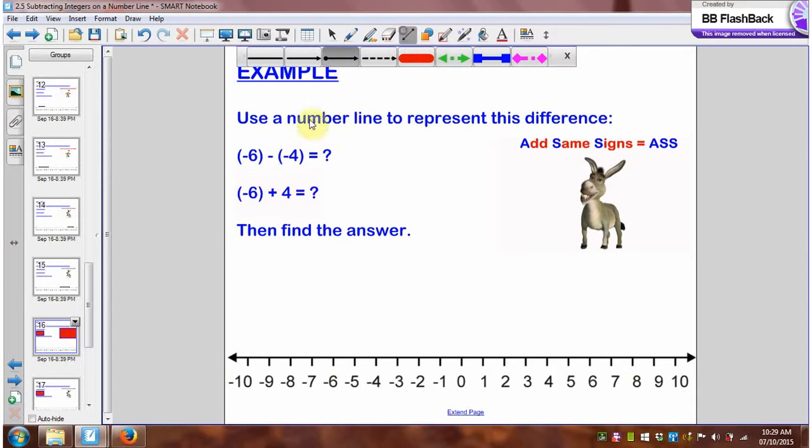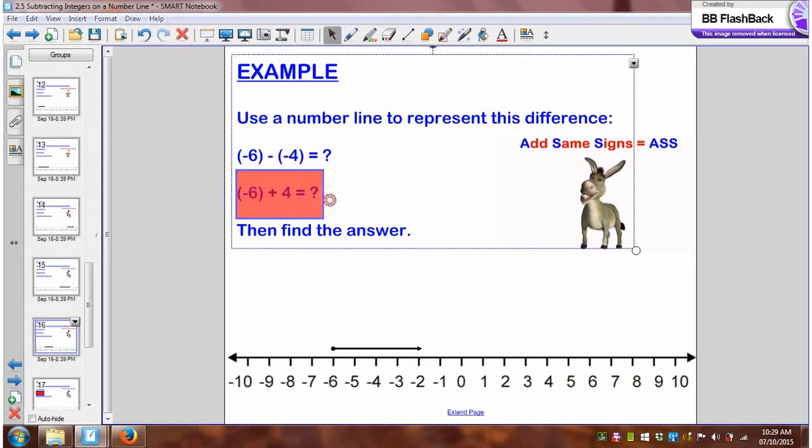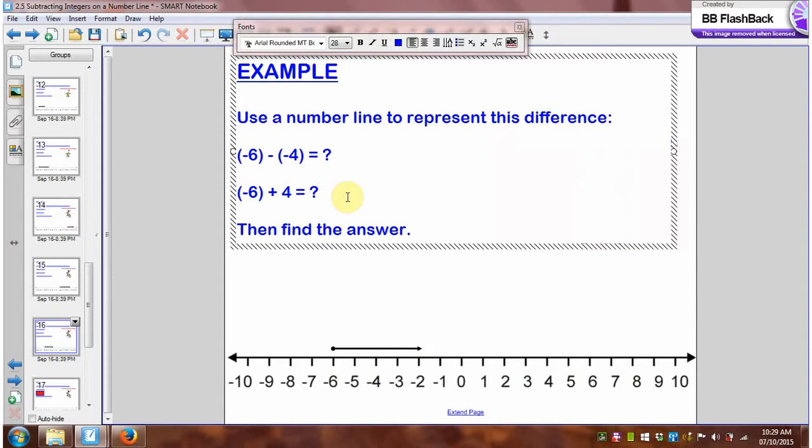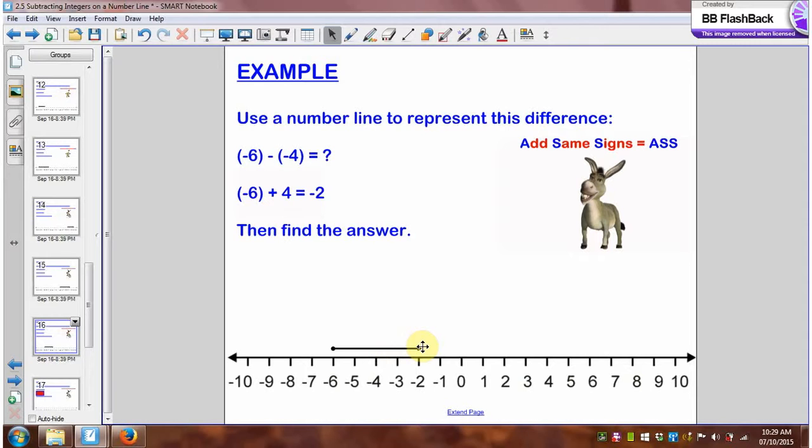Okay, to find the answer, take our first number, negative 6, we start there. And then we're adding 4. So we start here, but we're going up 4. So 1, 2, 3, 4. So we end up on negative 2. So that's our answer. Okay?